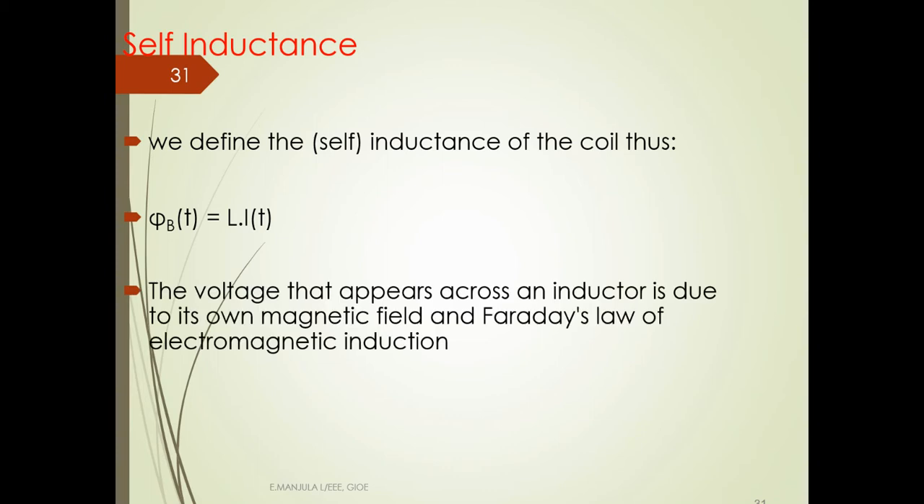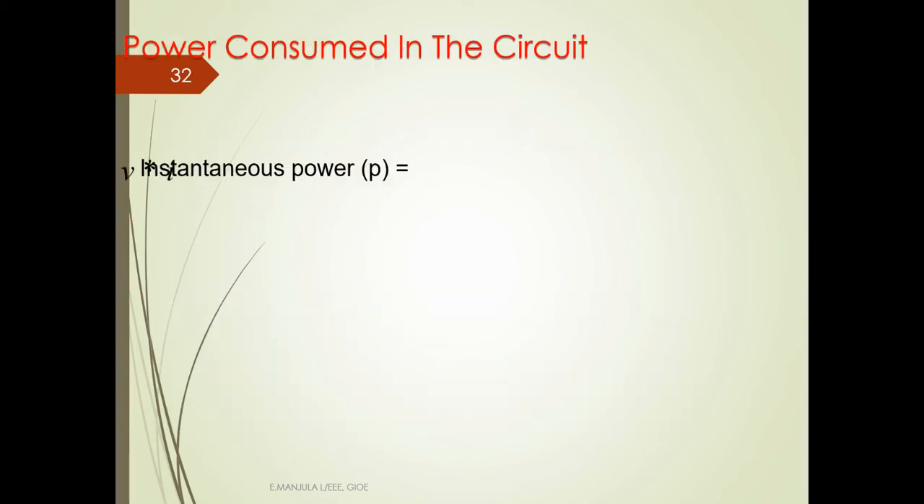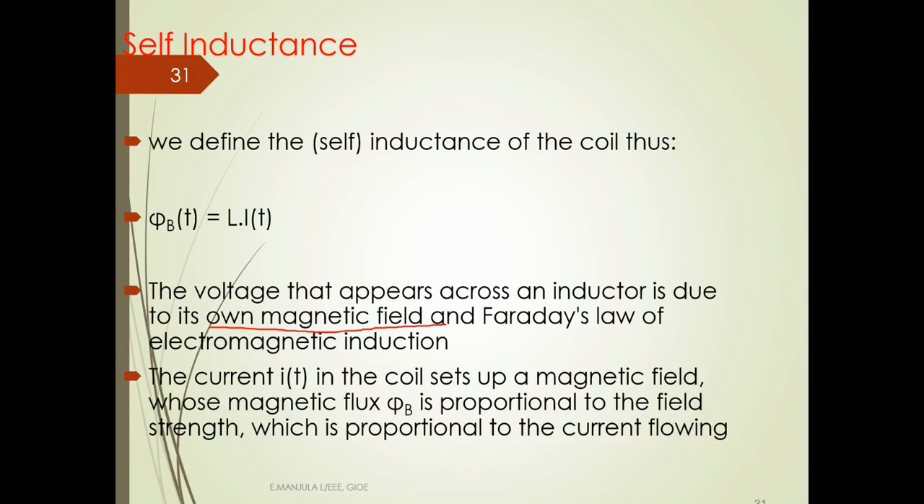The voltage that appears across an inductor is due to its own magnetic field and Faraday's law of electromagnetic induction. The current I of t in a coil sets up a magnetic field whose magnetic flux is proportional to the field strength, which is proportional to the current flowing in the inductor.